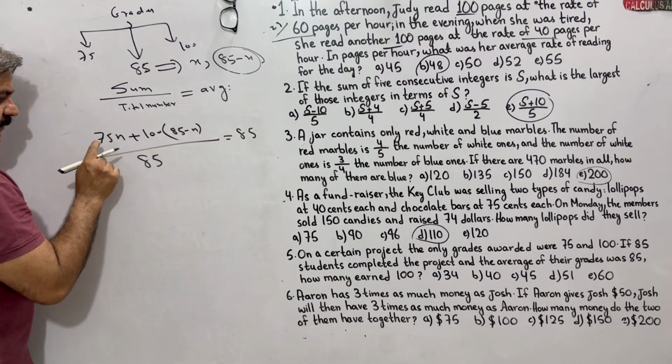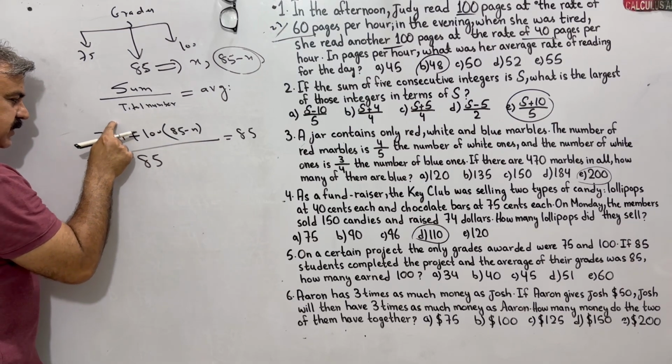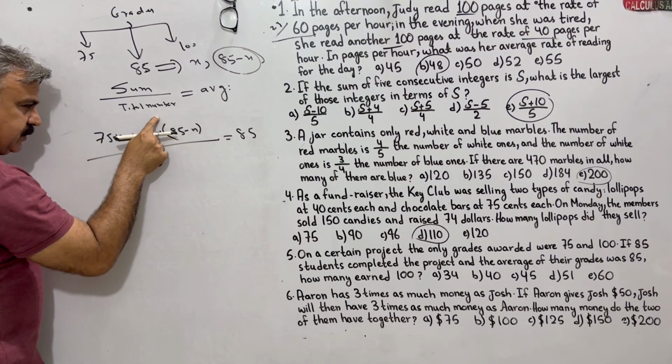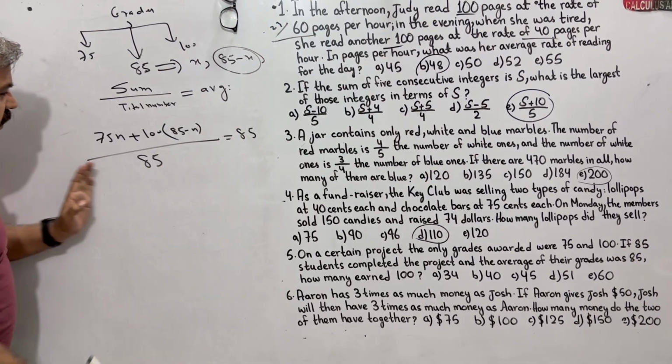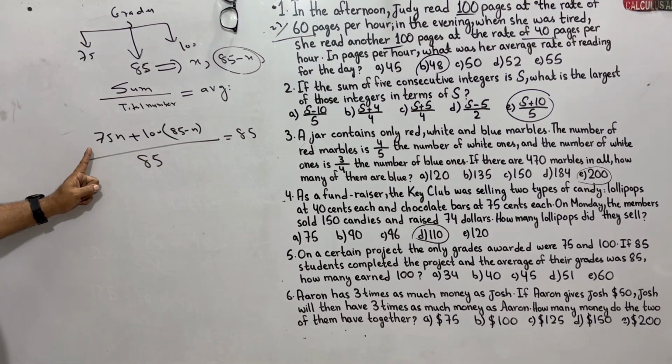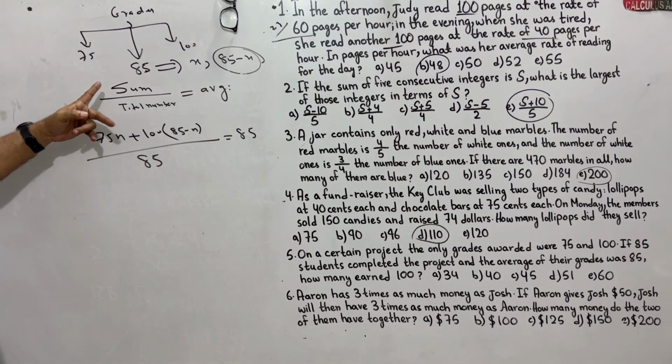Average is given by the sum: 75 times X plus 100 times (85 minus X), the number of students who secured 75 and the number who secured 100. Their total is 85 and their average is 85. Solve for X. It works wonderfully because we have a single equation and a single unknown. Otherwise, we would have to make two equations and solve them simultaneously.